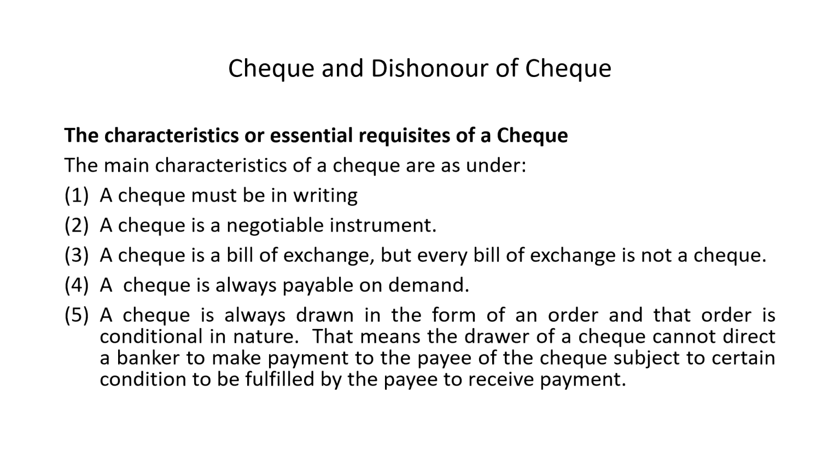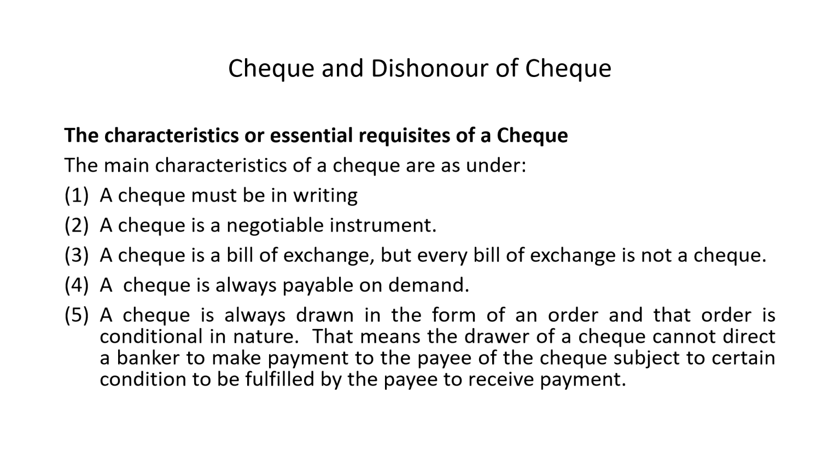So, the characteristics or essential requisites of a check are very important. We will discuss them briefly, because we have already discussed them when we discussed negotiable instruments. The first and foremost thing is that it must be in writing. The second thing is that a check is a negotiable instrument. A check is a bill of exchange, but every bill of exchange is not a check. The fourth one is that a check is always payable on demand, and the fifth one is that a check is always drawn in the form of an order, and that order is unconditional in nature.